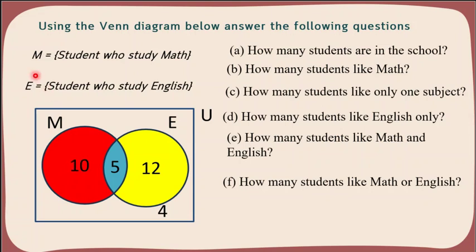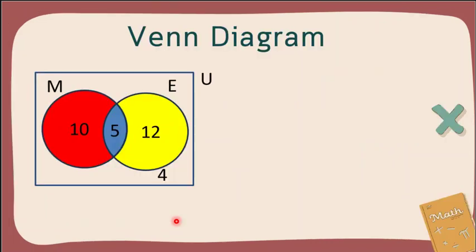We have a Venn diagram of math students and English students. The M shows the math students and the E shows the English students. Our first question is, how many students are there in the school? How many students like math? How many students like only one subject? How many students like English only? How many students like math and English? How many students like math or English? We want to use this diagram to answer these questions. So let's get to it.